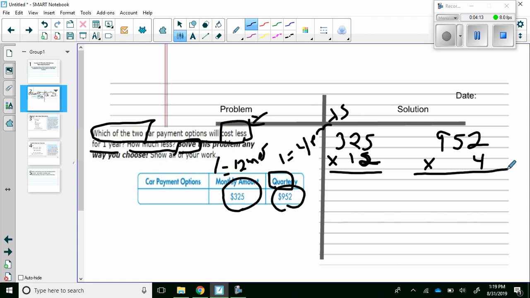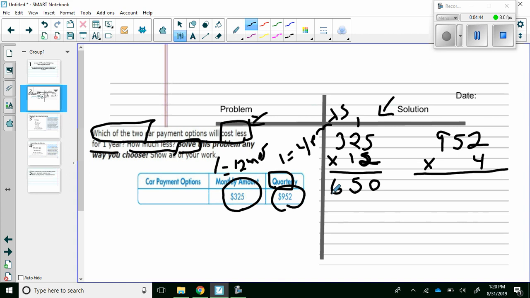And I'm going to choose to use the standard algorithm. I'm going to multiply my ones place first in this problem. 5 times 2 is 10. Bring over the 1 because now I have 0 ones and 1 whole 10. 2 times 2 is 4, adding the 1 that I brought over, which would be 5. And then 3 times 2 equals 6 in my hundreds place.